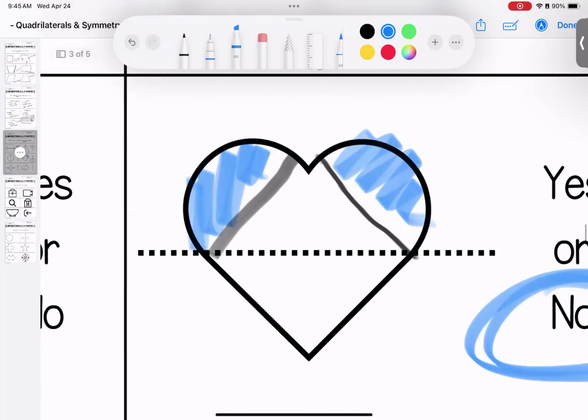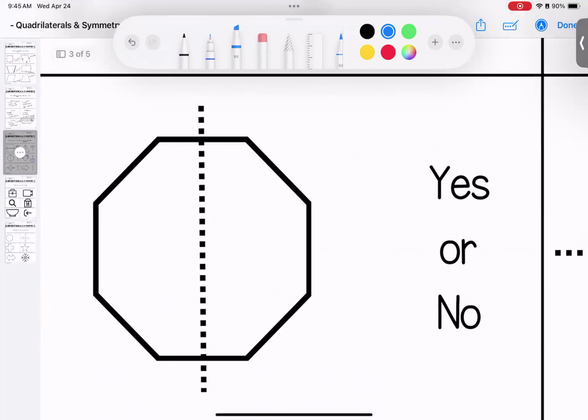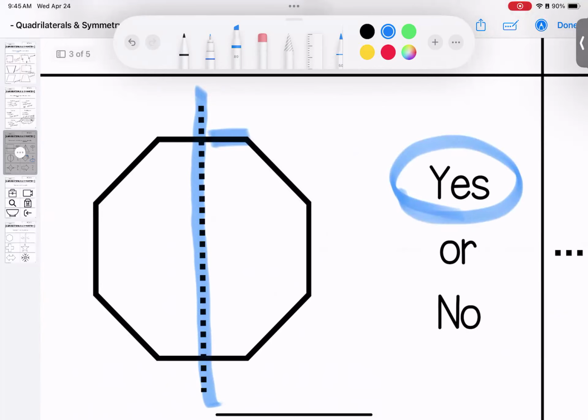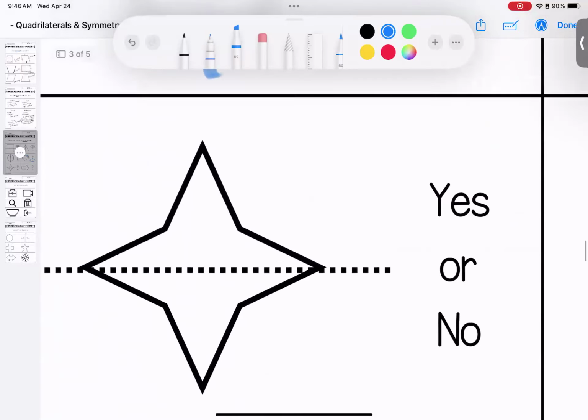No, this is not a line of symmetry. Looking at this one, is this one a line of symmetry if we fold it down? Yes, both of our sides are mirror images. They are going to match and overlap perfectly.